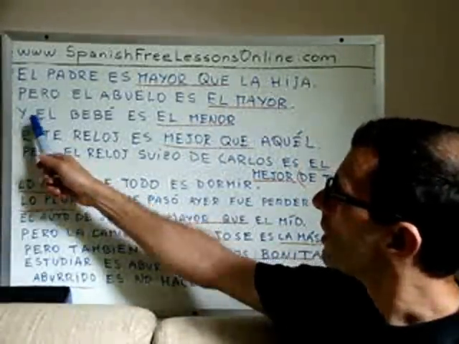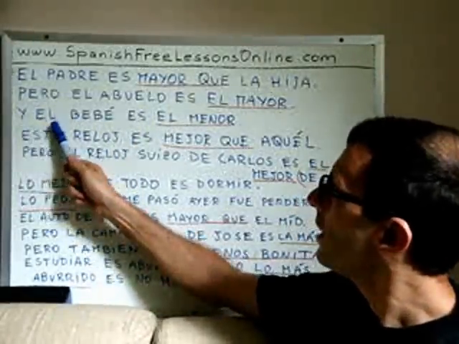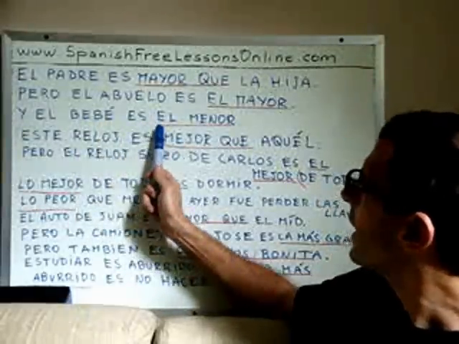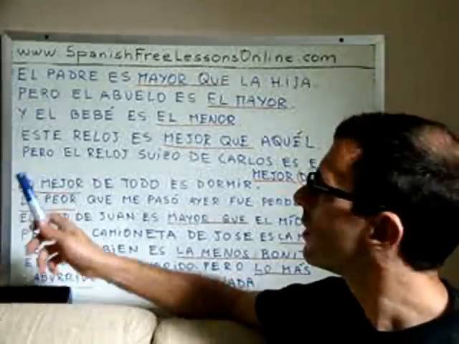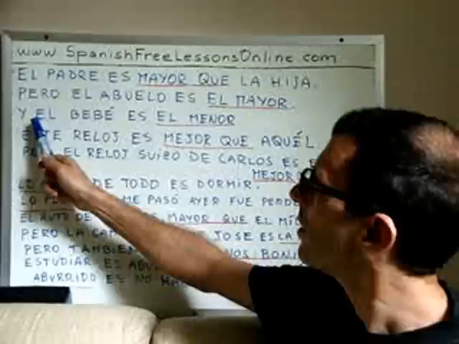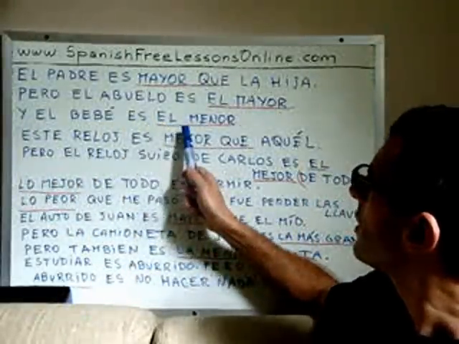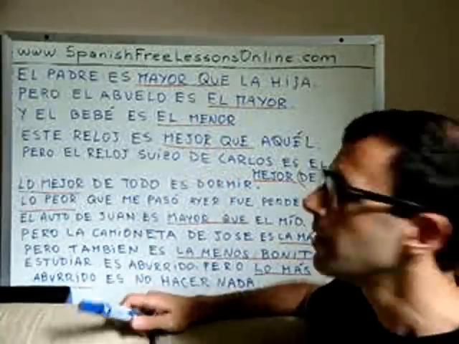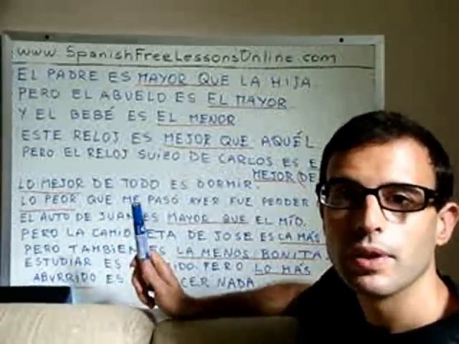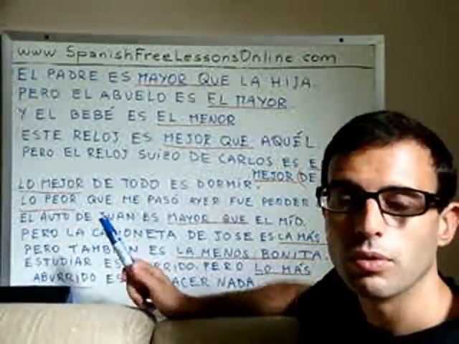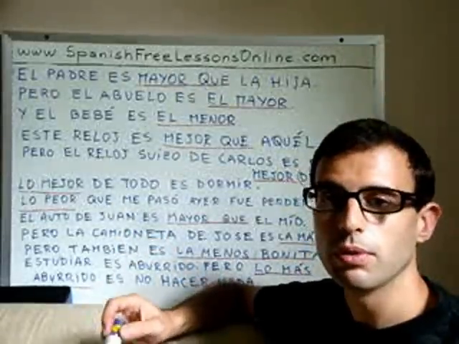And here we say, well, bebé is baby. Here, y el bebé es el menor. This means, and the baby is the youngest. Right? Remember that menor means either small or smaller, or also younger when it refers to people. Okay?